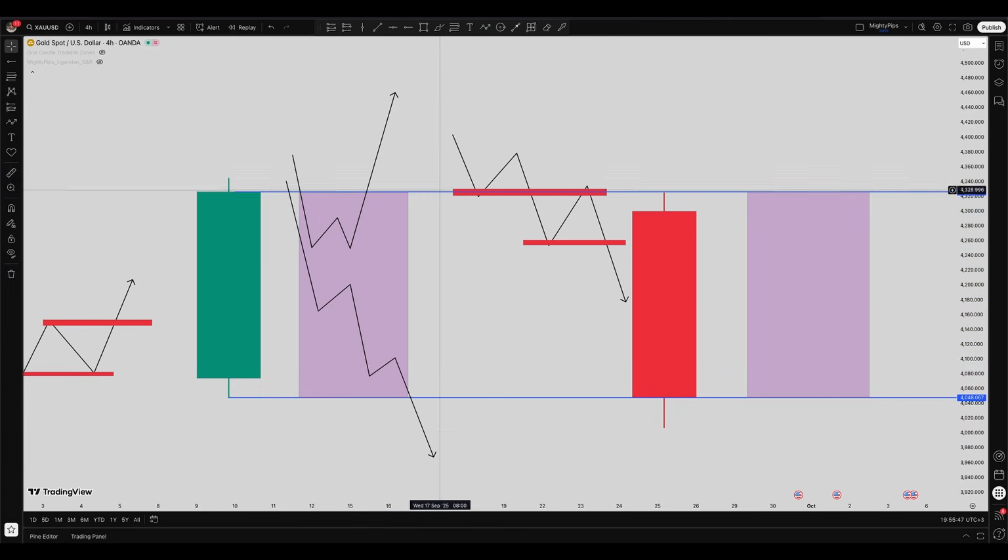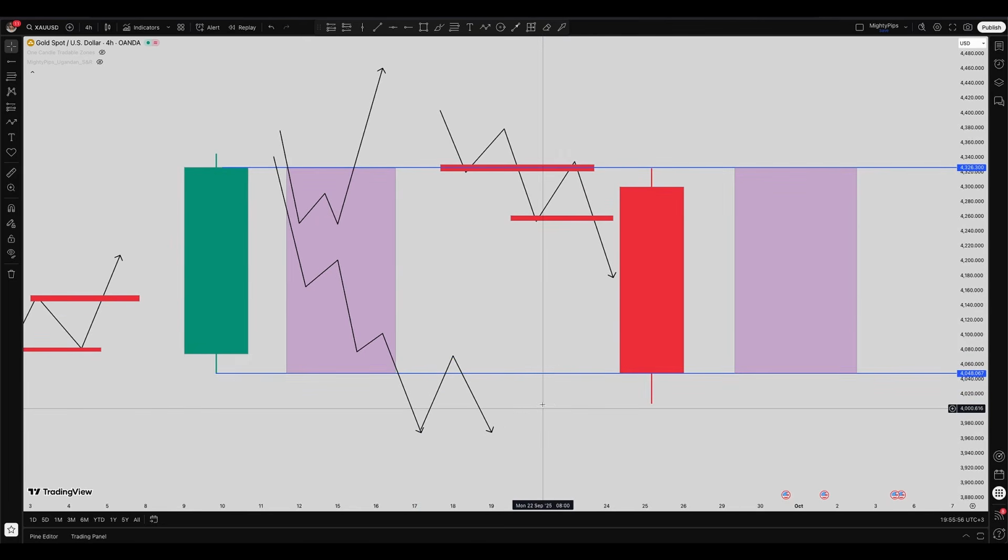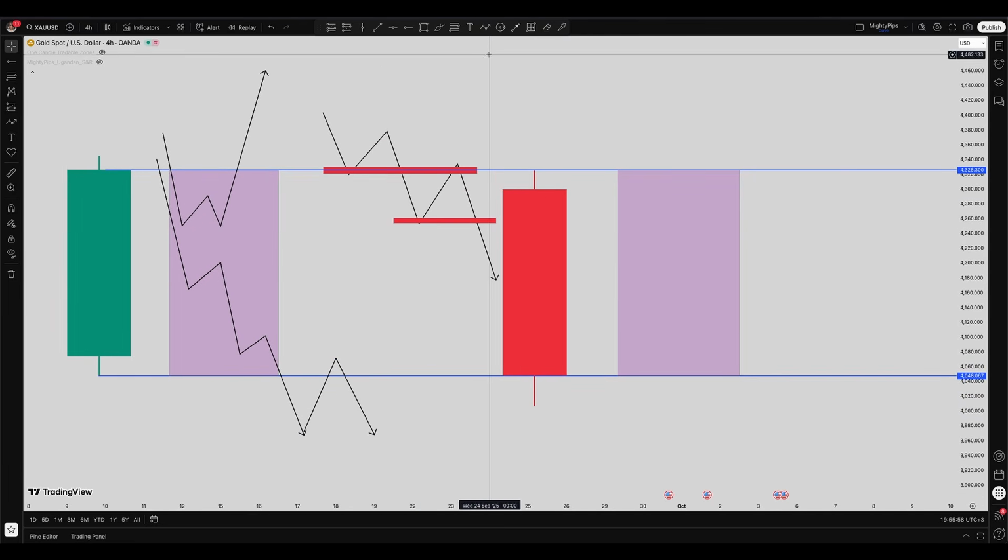So here you just wait for the market to pull back up a bit into this tradable zone here, and then you can look for reversal trades to sell. Okay, now in a bearish market, you just do the opposite.